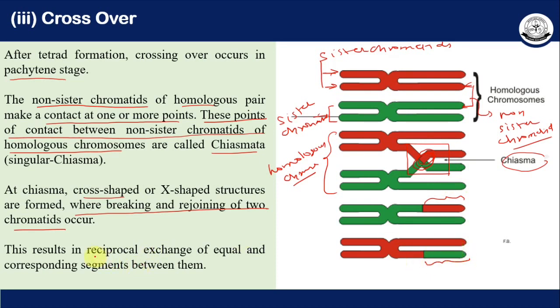So this results in reciprocal exchange of equal and corresponding segments between them. Equal quantity, the same length has been exchanged here. And the same location that broke in one broke in the other, and the exchange has happened in both. Part of this chromosome goes here and part of this chromosome comes here. So the exchange has happened. That's what we call crossover.